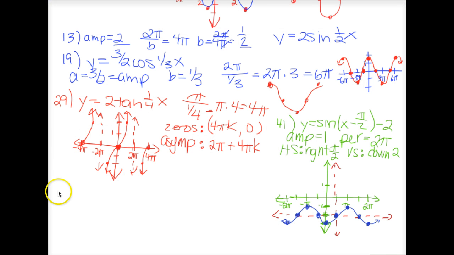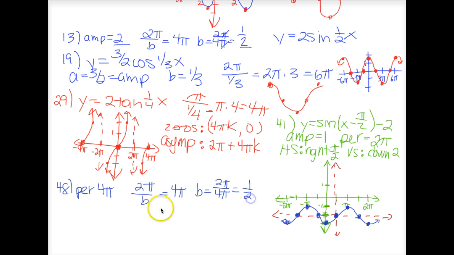Then the period, this is the one where you have to actually do a little bit of work. The period, if you look, of my new graph is 4 pi. So if I look at the period of 4 pi, that would mean that 2 pi divided by b had to equal 4 pi, which means that b, in order to get that period, would have to be 1/2. So that means that my b value was 1/2. You have to know b in order to describe the horizontal shrink or stretch.